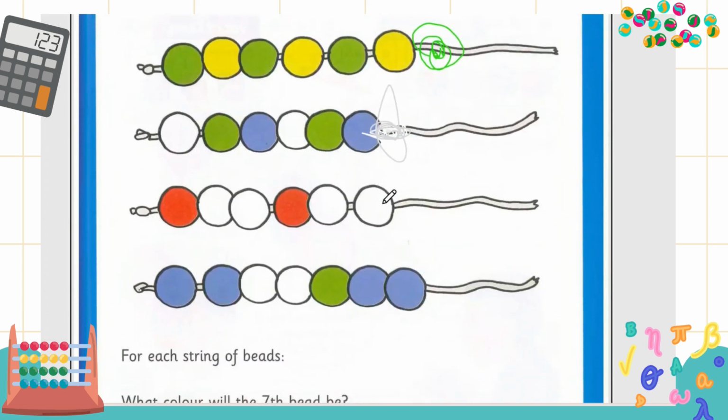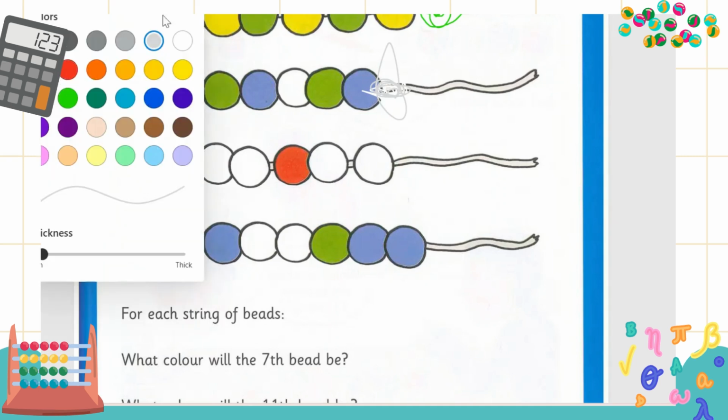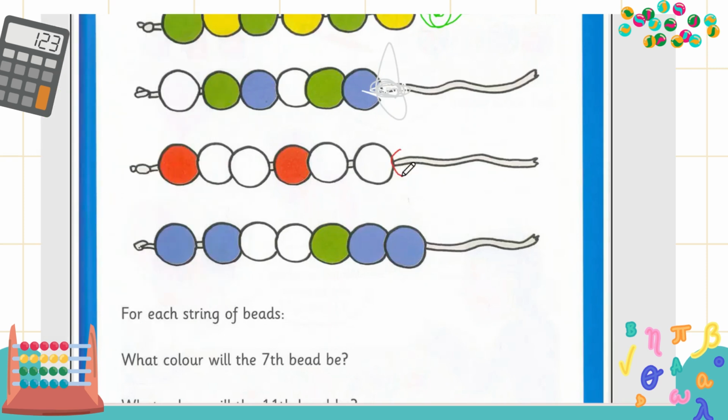Understand? Now in this one, let's see what you can figure out. We have red, white, white, red, white, white. What color will be over here? White, red, white, red, what? Yes, correct. Over here will be the red bead. So the 7th bead of this string is red.